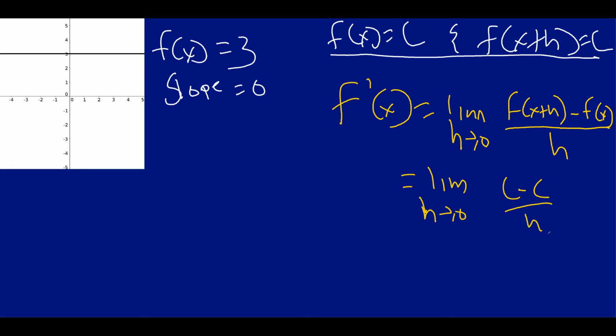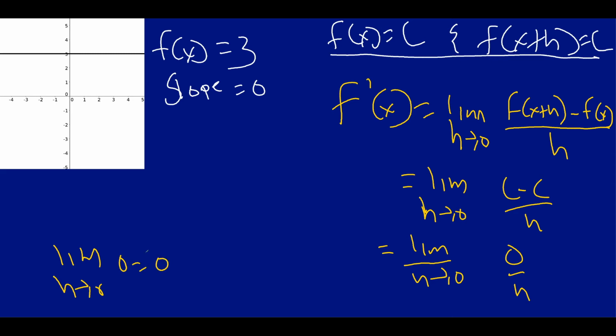We know that c minus c cancel each other. So we end up with the limit of h approaching 0 of 0 over h. And if I move over here, you're going to have the limit of h approaching 0 of 0, which equals 0. That's what's happening on a theoretical level. If we take what we just talked about and apply this to our actual slope right over here, f of x equals 3, we're going to get 0.